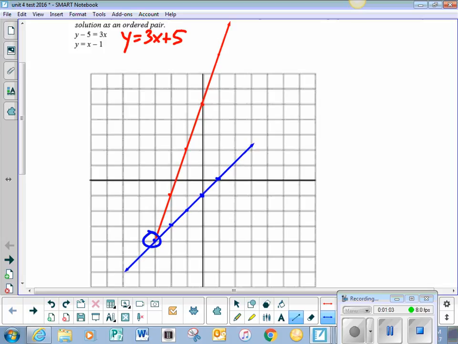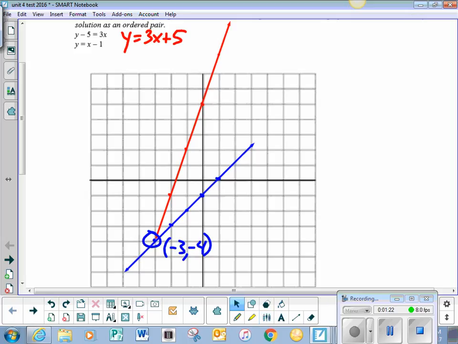And some of you lost a half a point because you named your ordered pair wrong. This is -3, -4. Some of you put -4, -3. That's not that one.